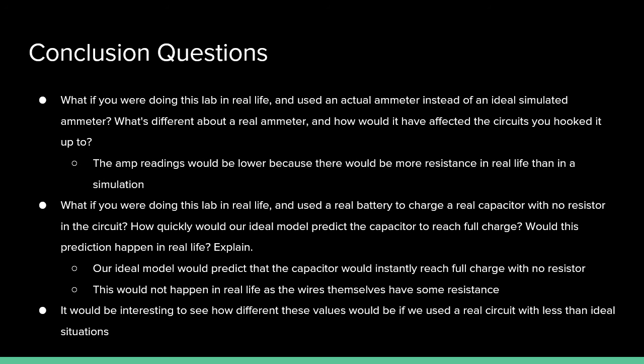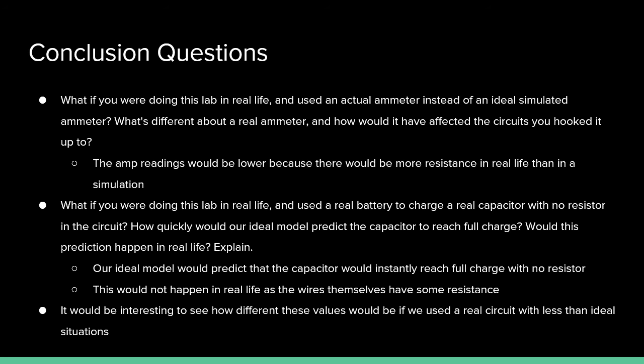So now, what if we were doing this lab in real life and used the actual ammeter? So the amp readings would be lower because there would be more resistance in real life. And what if we were doing this lab in real life and used a real battery and a real capacitor with no resistor in the circuit? How quickly would our ideal model predict the capacitor to reach full charge? Would this happen in real life?